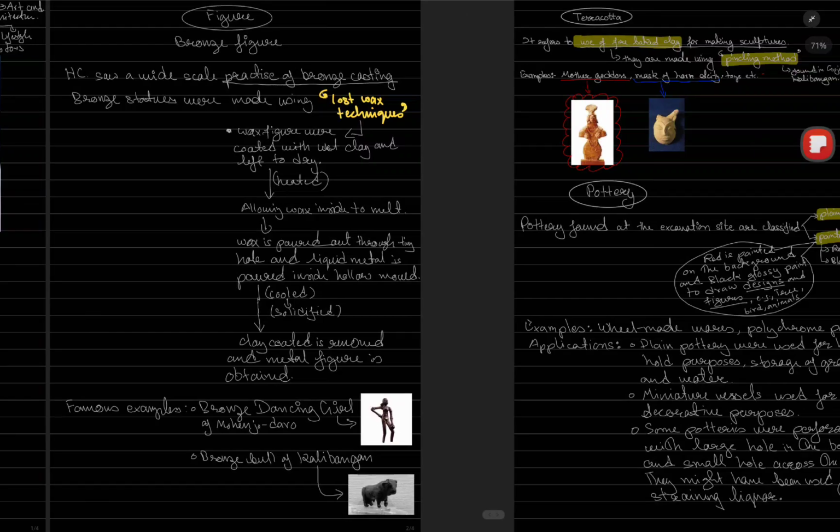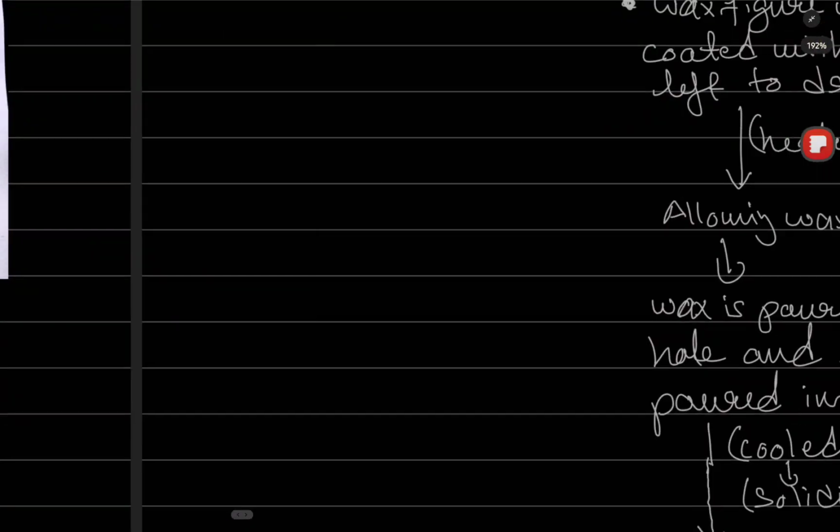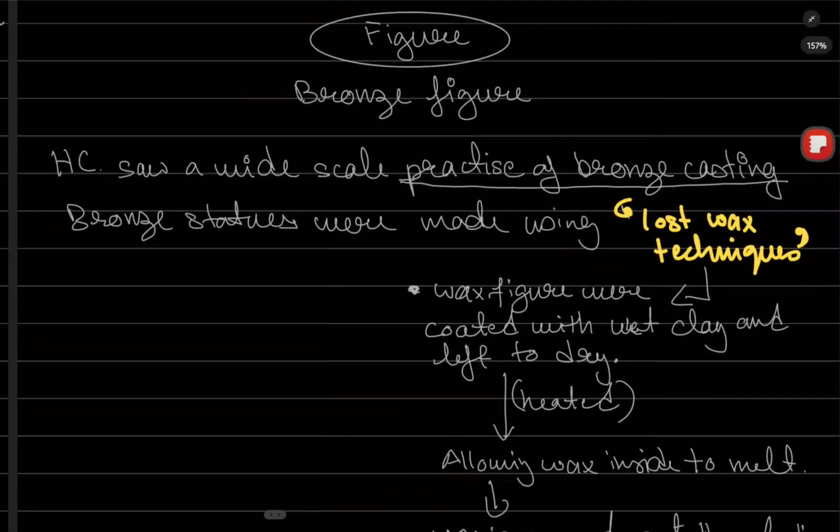Okay, now moving ahead, next is the figures. As I said, first was the seal, second was the figures. So figures most commonly were the bronze figures. At that time, the Harappan civilization saw the wide scale practice of bronze casting. Bronze statues were made using the lost wax technique. So what is this lost wax technique?